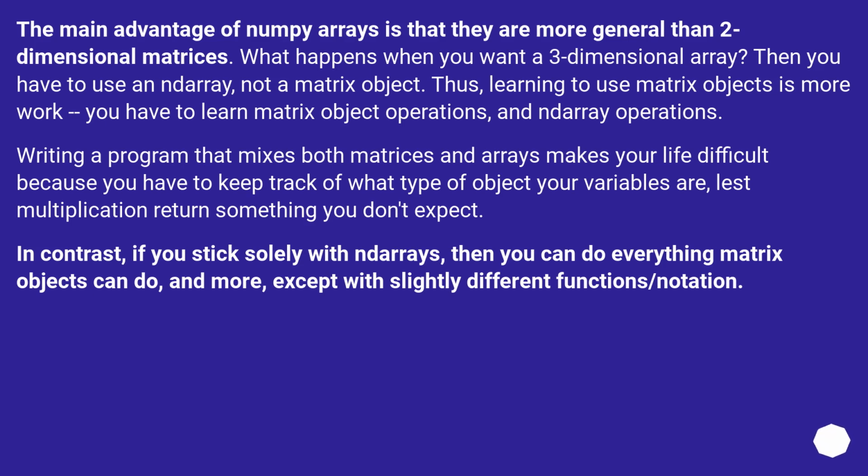You have to learn matrix object operations and ndarray operations. Writing a program that mixes both matrices and arrays makes your life difficult because you have to keep track of what type of object your variables are, lest multiplication return something you don't expect. In contrast, if you stick solely with ndarrays, then you can do everything matrix objects can do, and more, except with slightly different functions/notation.